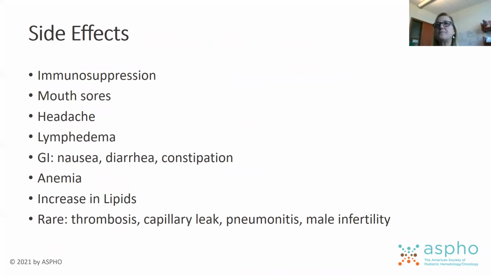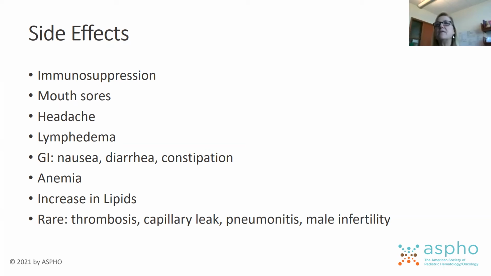So what are the side effects of sirolimus? Well, we all know that sirolimus is used in transplant patients, so it is an immunosuppressive medicine. For our patients, particularly the infants with KHE, it's very important for you to know that it is an immunosuppressive agent, that these infants need to be monitored very closely, and that infants on sirolimus need to be given PJP prophylaxis, because there have been reports in the literature of patients who have died of pneumocystis without PJP prophylaxis.